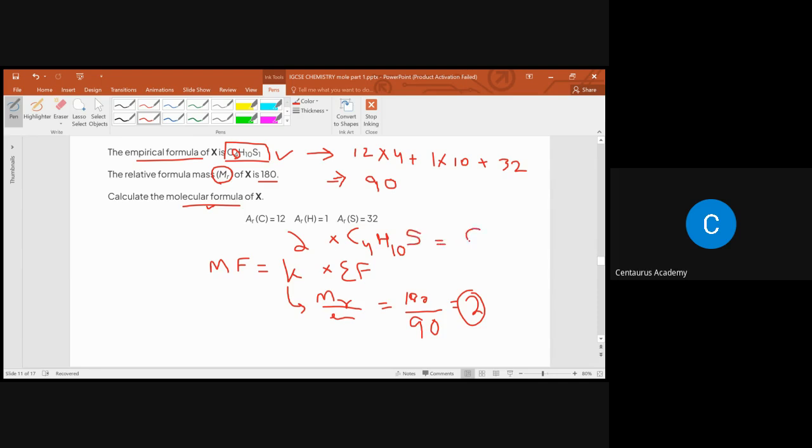C4 will become C8. 4 times 2 is 8. Hydrogen becomes 20 and sulfur becomes S2. Okay. This 1 is multiplied by this constant 2 to give you S2. All right. This is going to be the molecular formula. This is the molecular formula for that compound X, which has the relative formula mass of 180. And even if you sum up all their atomic masses, you will get this relative formula mass that is 180. Is this point clear?